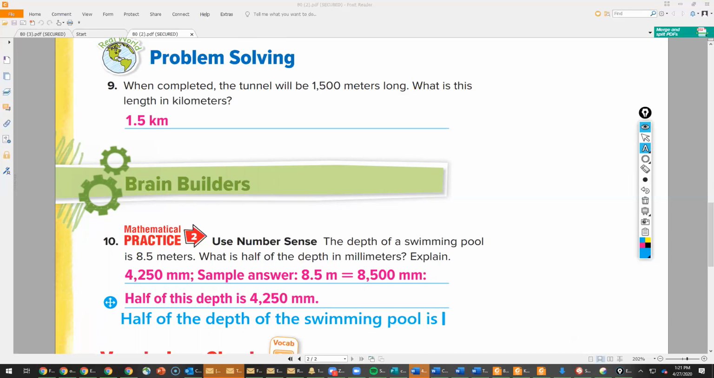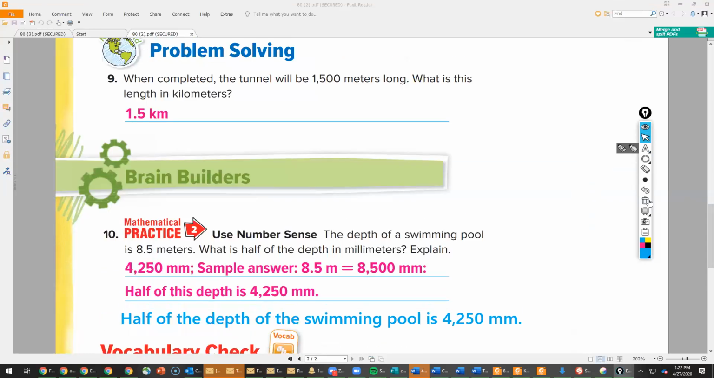Is, you should have 4,250 millimeters. And in order to explain it, you could just show me your work on this, boys and girls, and show me that you first need to find out that the pool is 8,500 millimeters. You divide that by 2, and you end up with 4,250 millimeters.